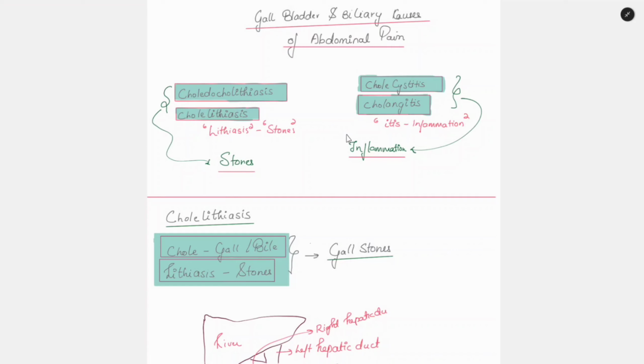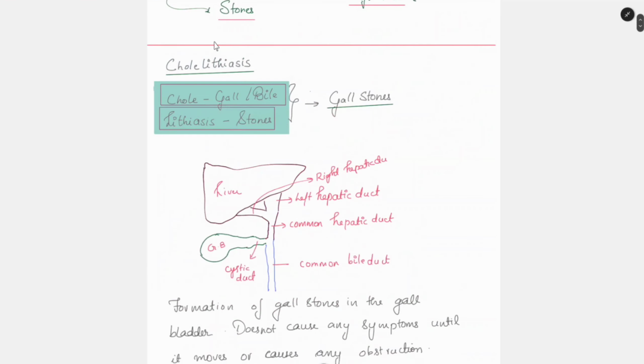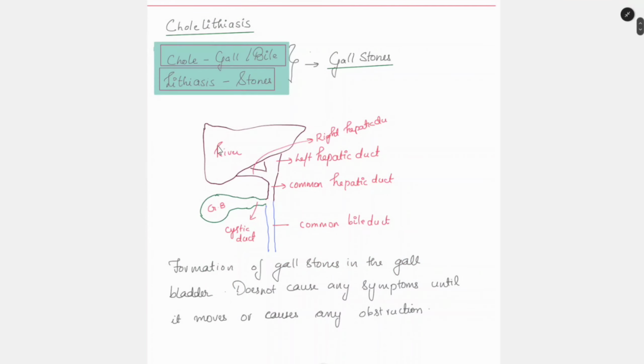So first, let's learn what is cholelithiasis. As I told you, lithiasis means stones, and chole means gall or bile. So what exactly does cholelithiasis mean? Gallstones. Pretty simple. Let me take you back to the anatomy classes. This is the liver, and this is the left hepatic duct, and this is the right hepatic duct. Both of them join to form the common hepatic duct. And here you can see the gallbladder through the cystic duct joins the common bile duct.